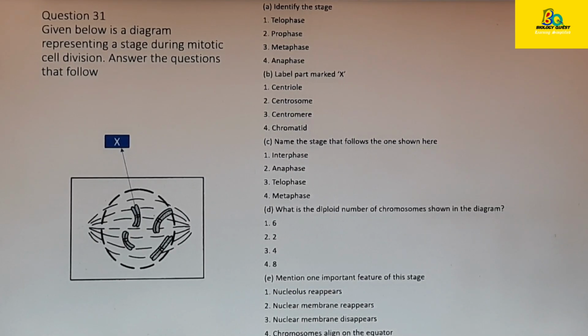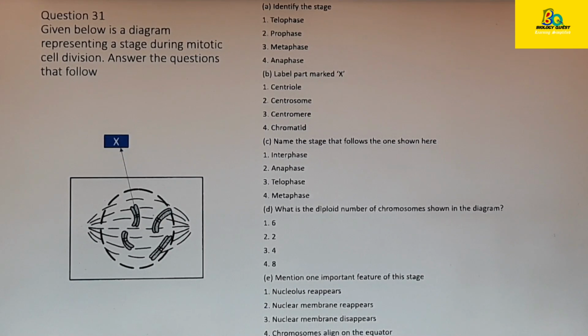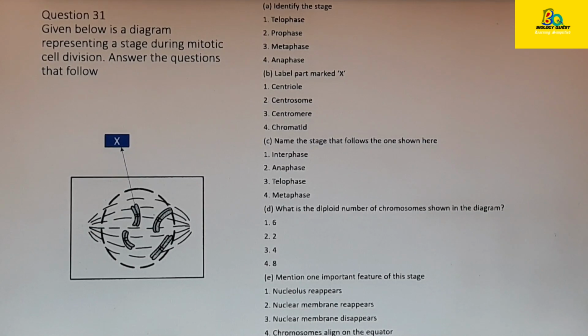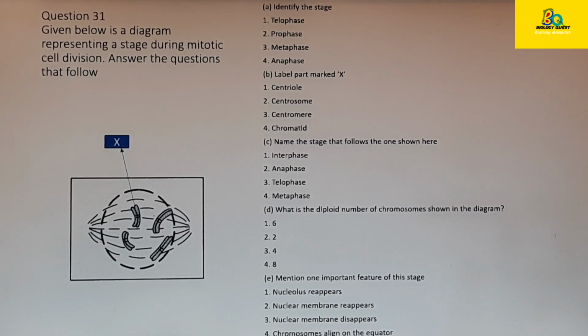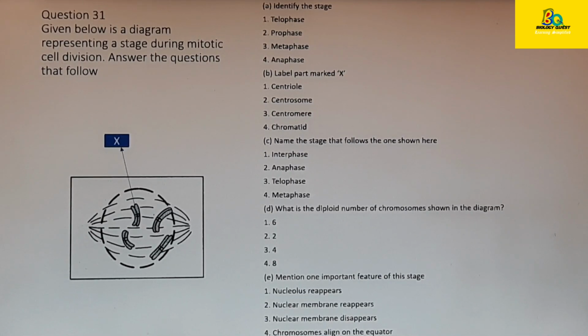Given below is a diagram representing a stage during mitotic cell division. Answer the questions that follow. Identify the stage. Okay, look at the diagram carefully. What is that stage? We can see that the nuclear membrane is shown in dotted lines, that means it is disappearing. The spindle fibers have originated and are attached to the centromere of the chromosomes. The chromosomes are in the condensed state, that is, they have two chromatids attached at the centromere.